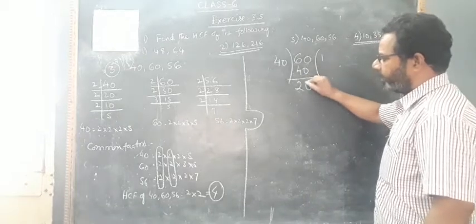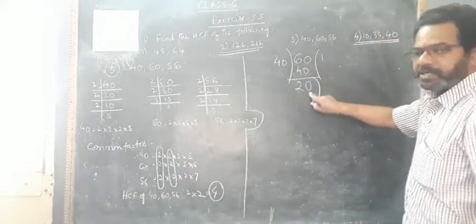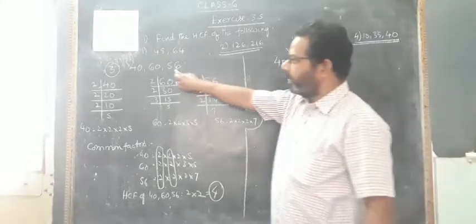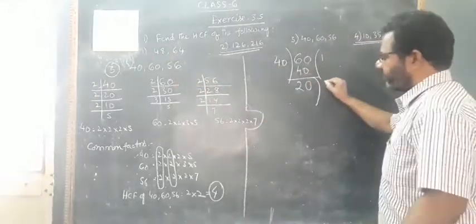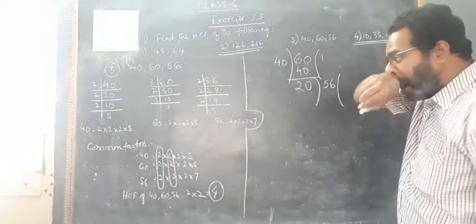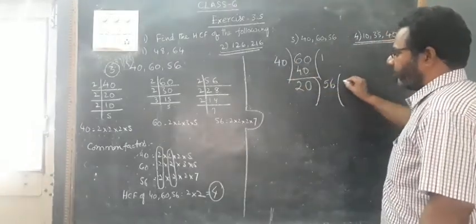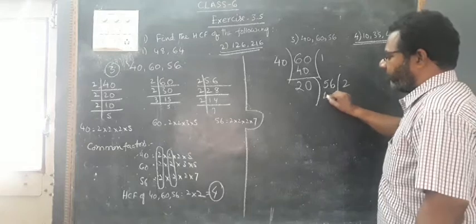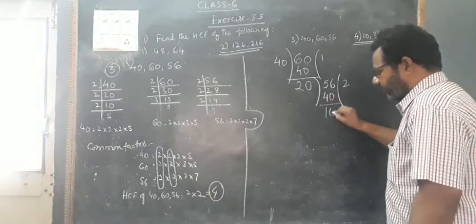What is the remainder? 20. After the completion of the first division, now enter this middle number, 56. That means the third number. Already we started with 2 numbers. Now the third number will be entered. 22 is 40. 16 is the remainder.